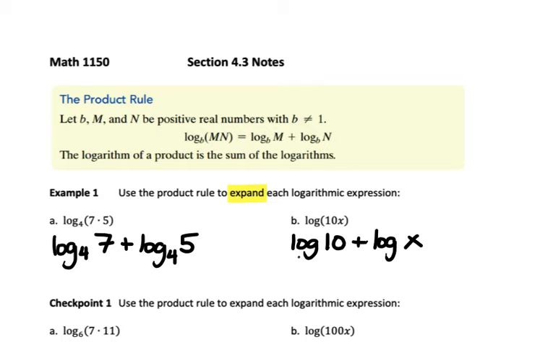Now for this one, log of 10 plus log of x, I can simplify log of 10 because remember, this is log base 10 of 10. And so 10 to what power equals 10? Well, that's 1. So I can replace log of 10 with 1. Log of x, I would just keep that as it is. So my answer is 1 plus log of x.